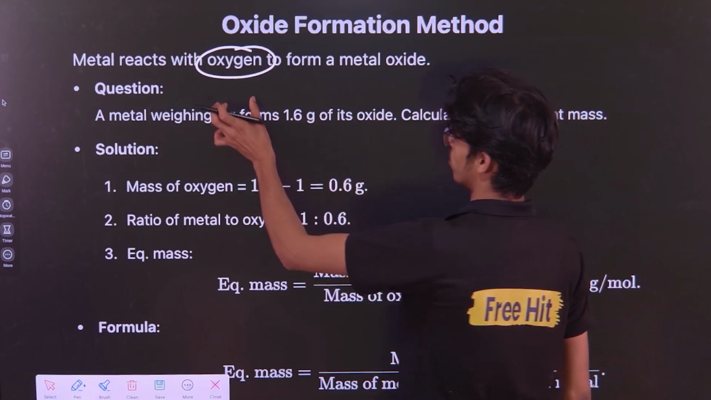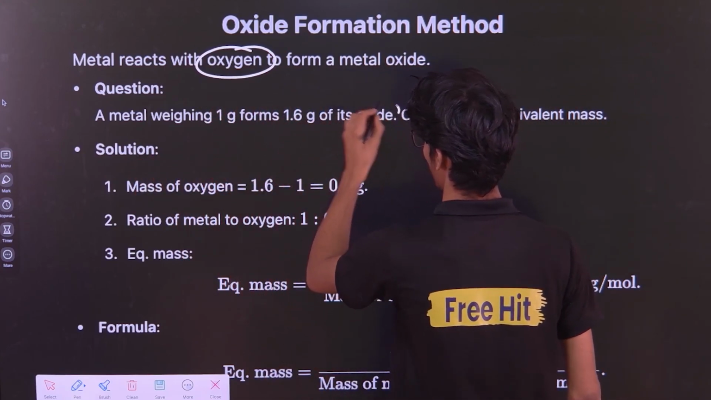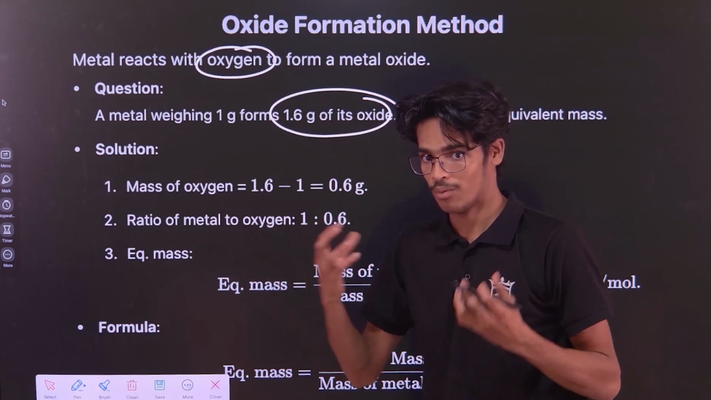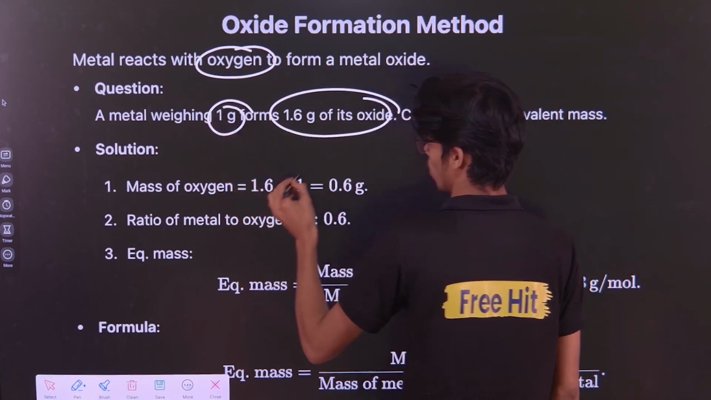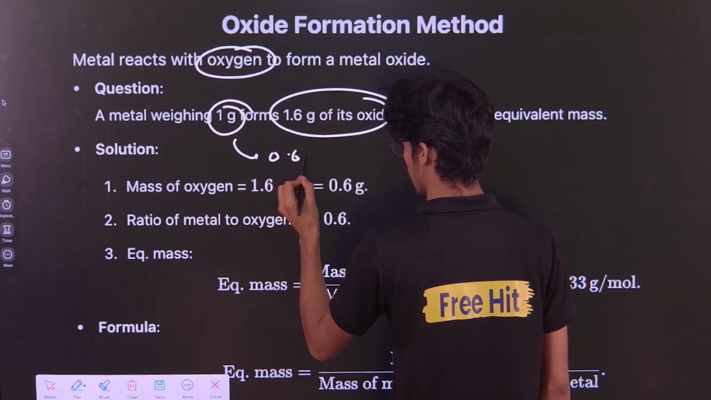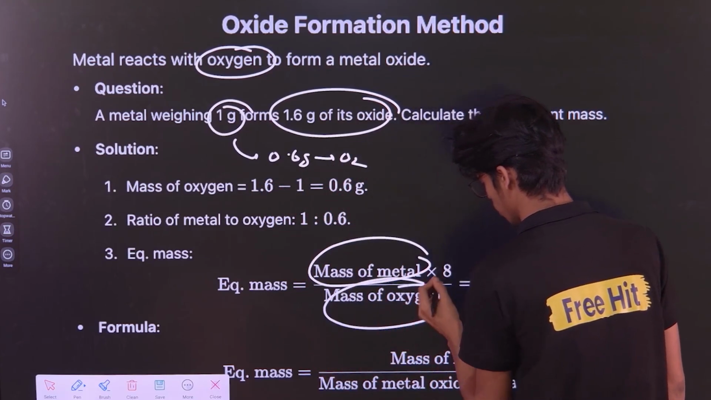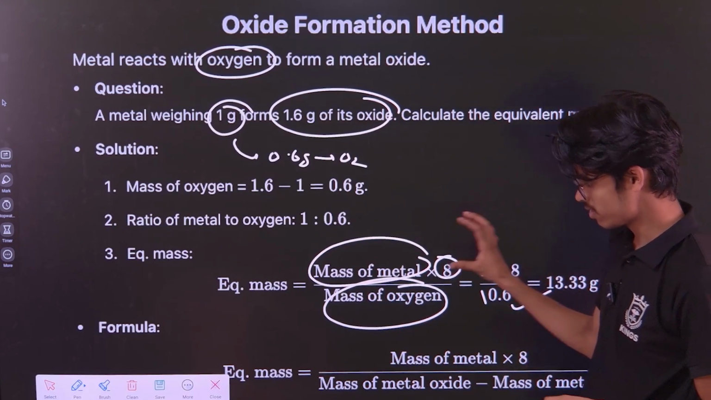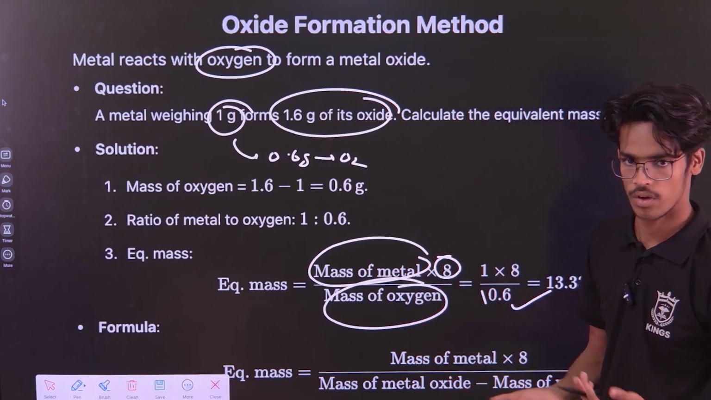Now metal reacts with oxygen to form a metal oxide. So a metal weighing 1 gram forms 1.6 gram of its oxide. This is not the mass of oxygen, this is the mass of oxide. I want to know the mass of oxygen. So 1 gram was the metal, 1.6 gram was the oxide. It means obviously 0.6 gram would have been the oxygen. So equivalent mass is mass of metal divided by mass of oxygen, into 8, that's it. This is not some formula that you need to remember. I think it will get into your intuition itself.